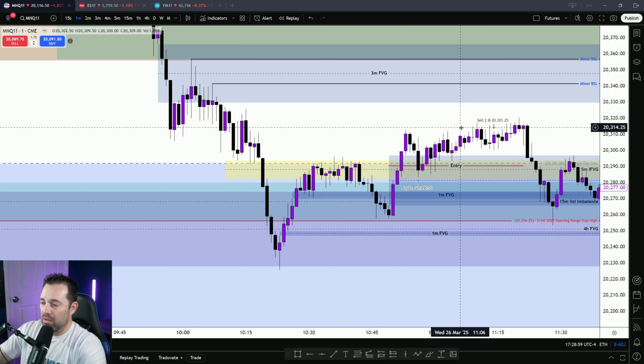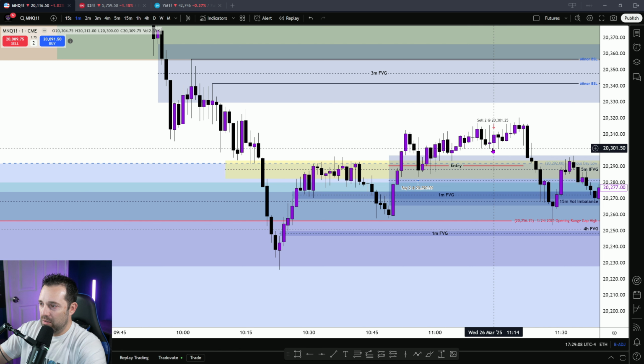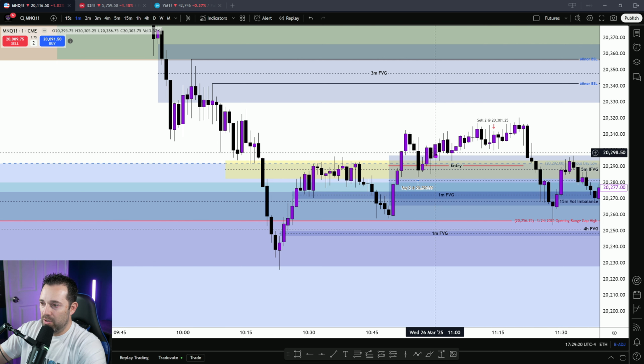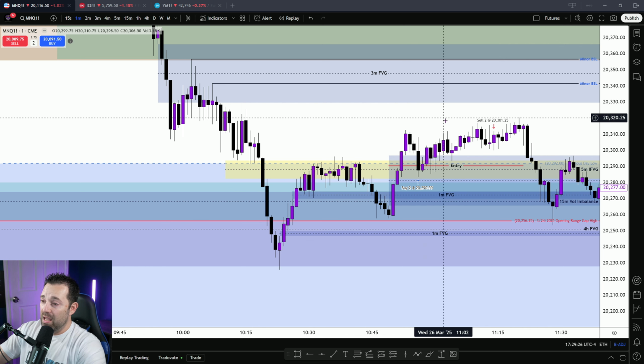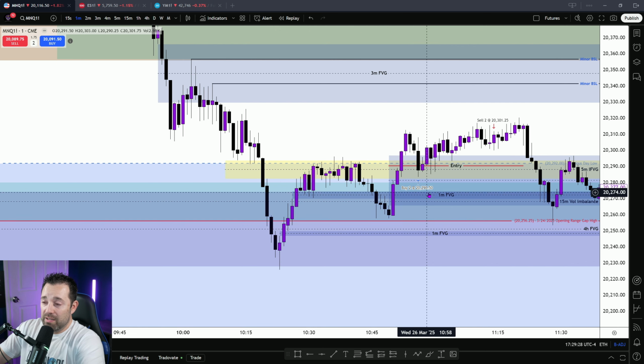We're failing. So as soon as we made this higher high right here, I got out at 301.25 right there. So I went ahead and put my stop. I brought it right up under this wick right here. Because at that point, I was in for 18 minutes. And it's failing to displace. It's failing to continue, right?